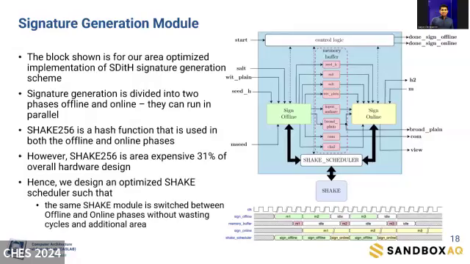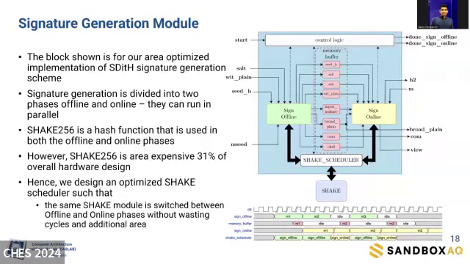The next module that I would like to talk about is the top-level module for the signature generation. The block shown here on the right is our area-optimized implementation. As mentioned earlier in this presentation, the signing operation is divided into two phases, offline and online, and they both run in parallel. SHAKE is used as a hash function and a PRNG in SDITH signing, and it is used in both offline and online phases.